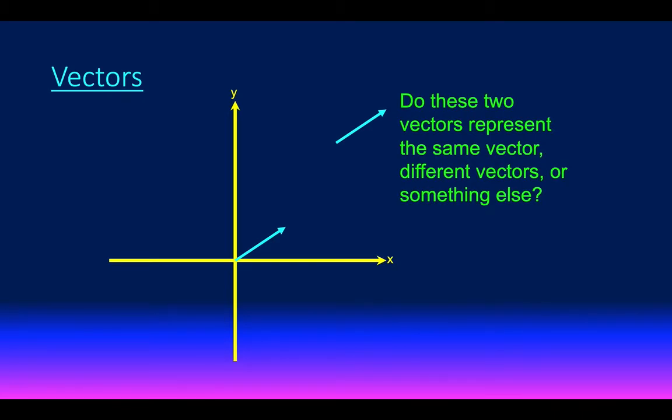So here are two vectors I drew on a picture. And my question to you: do these two vectors represent the same vector? Do they represent different vectors, or are they something else entirely?